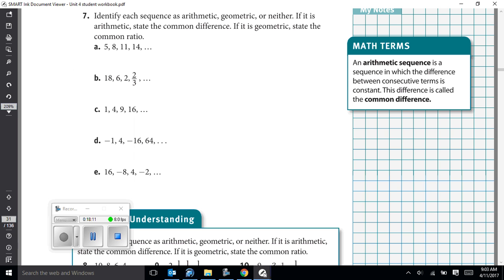All right, so identify each sequence as arithmetic, geometric, or neither. If it is arithmetic, state the common difference. If it's geometric, state the common ratio. So arithmetic sequence we did at the very beginning of the year. So this is when you're adding the same number to each one. It'll be a linear function. So looking at A, B, C, D, and E, figure out, are you multiplying by the same number, which would give you the geometric sequence, or are you adding the same number, which would give you the arithmetic sequence? So let's take a couple minutes and look at those.